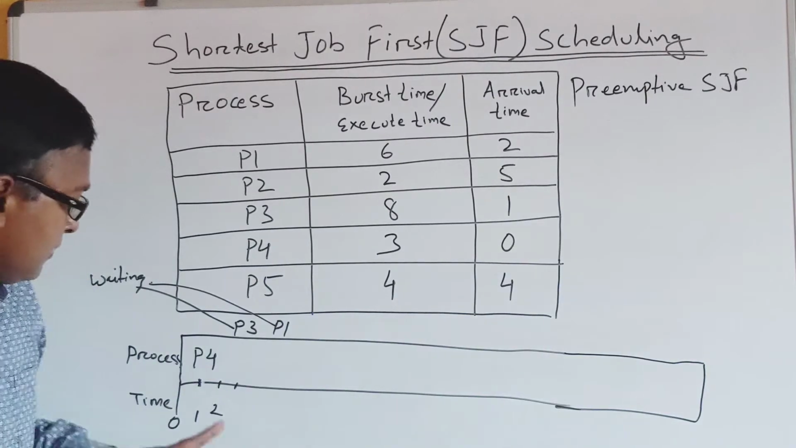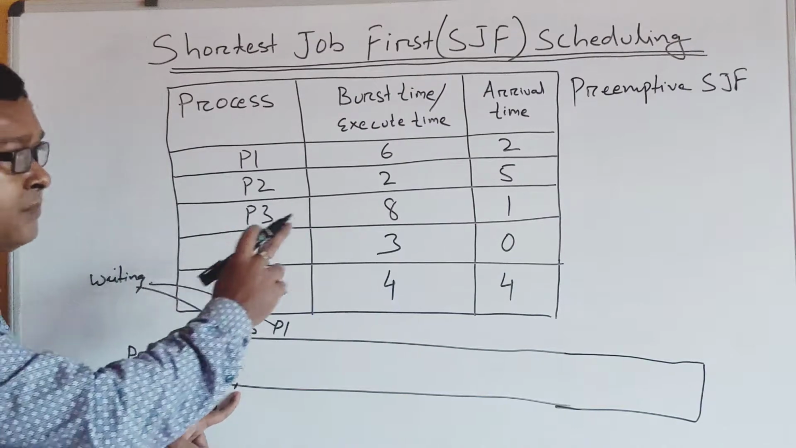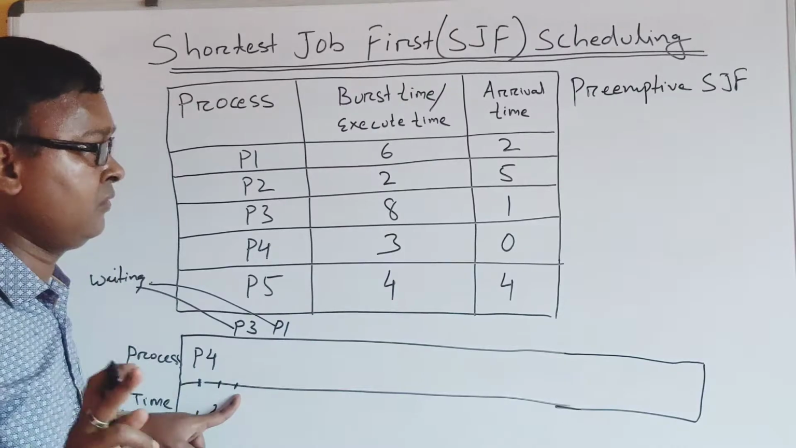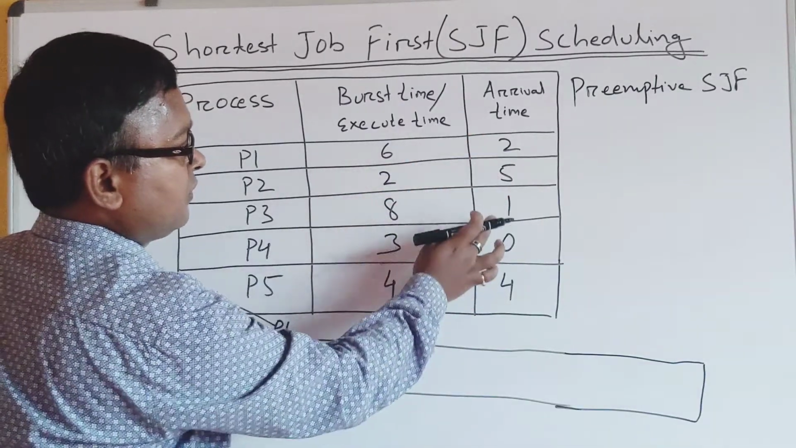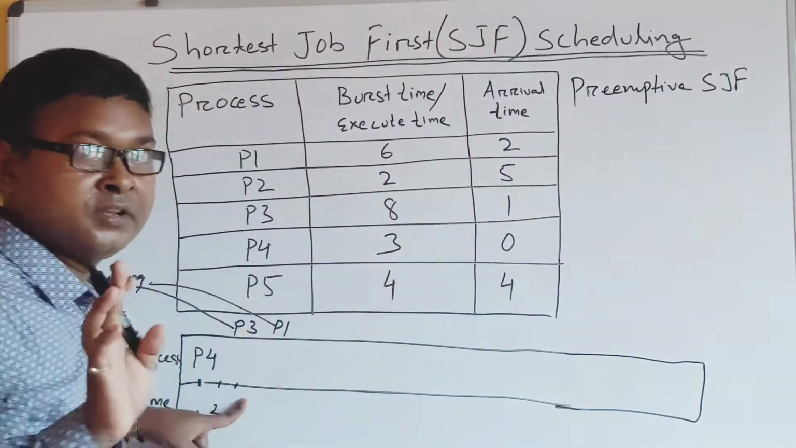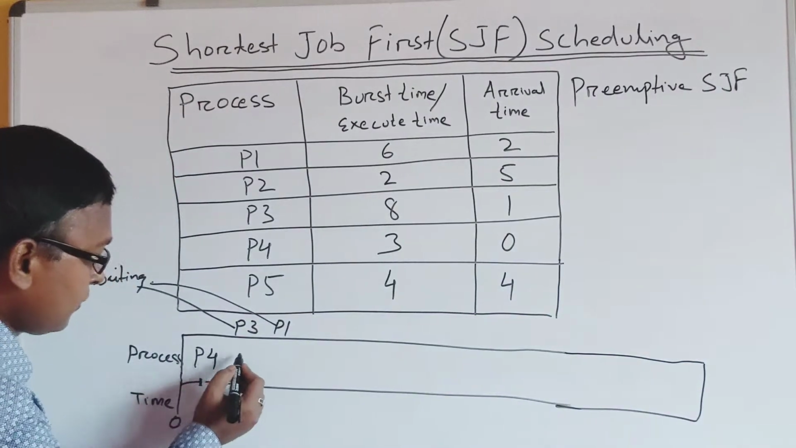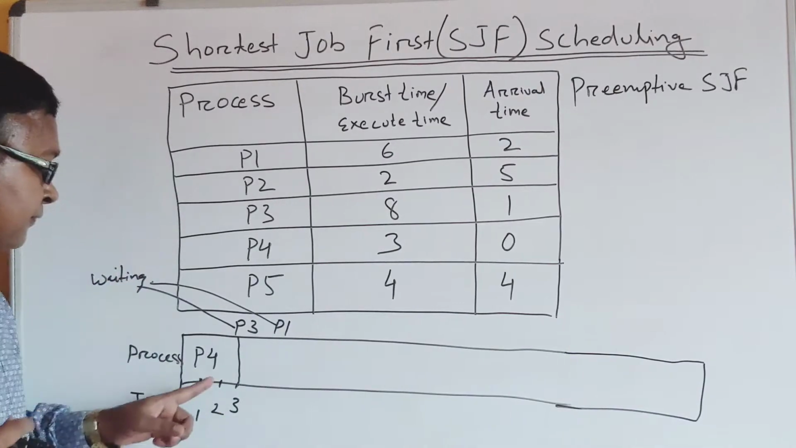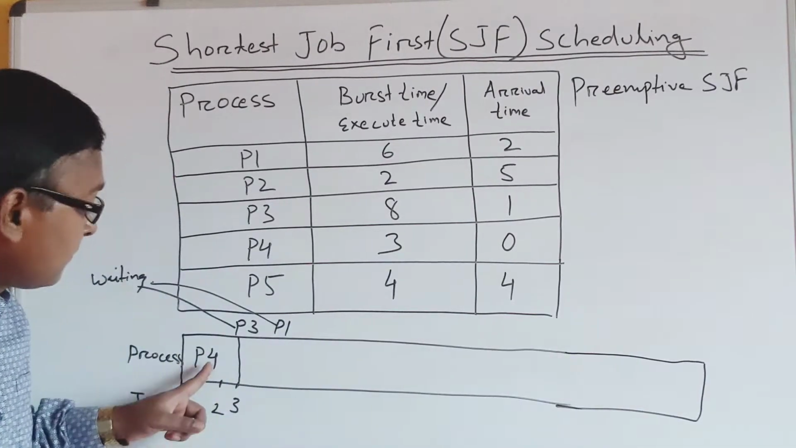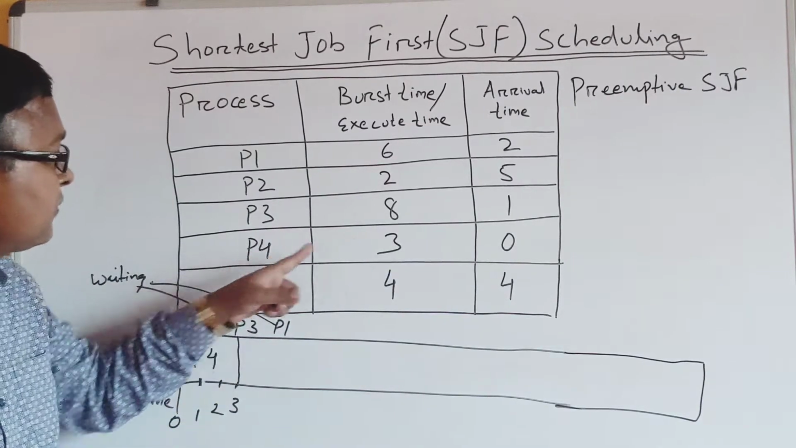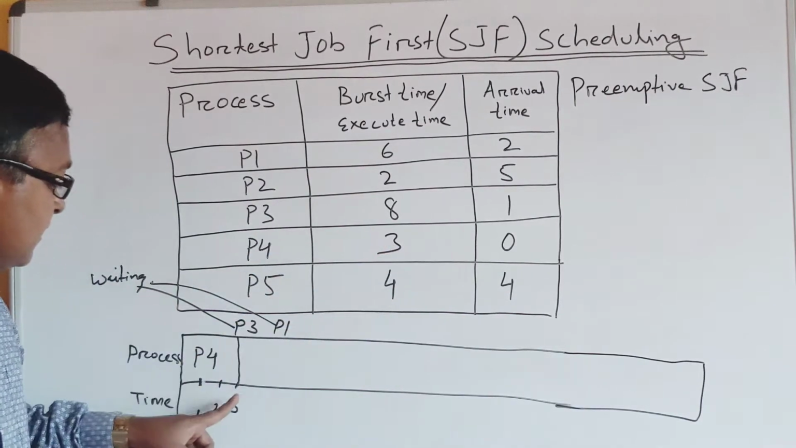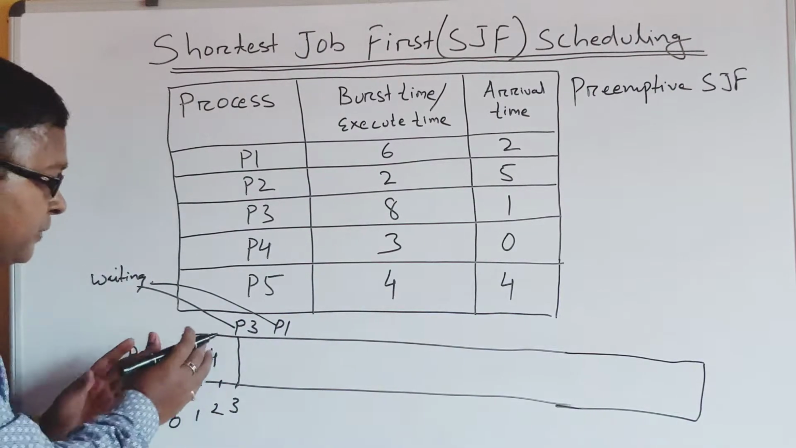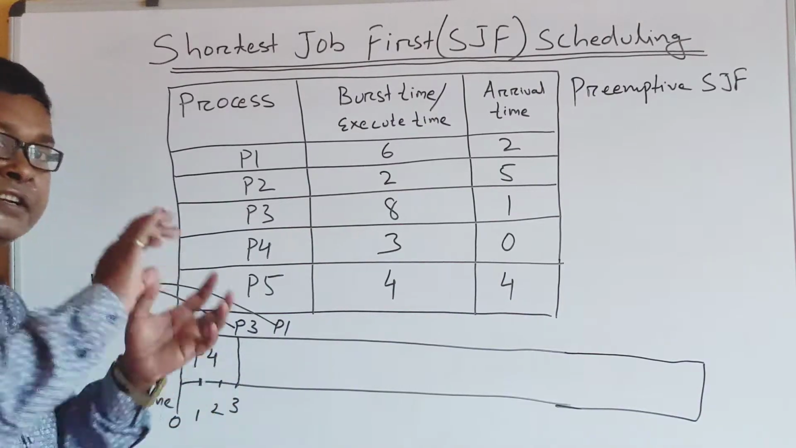At 3 units of time, does any other process try to enter? No other process is entering. Now, at the third unit of time, P4 has completed its execution, right? P4 takes 3 units of time, so at 3 units of time, P4 completes its execution. So P4 will be printed out. It has completed, it will come out.